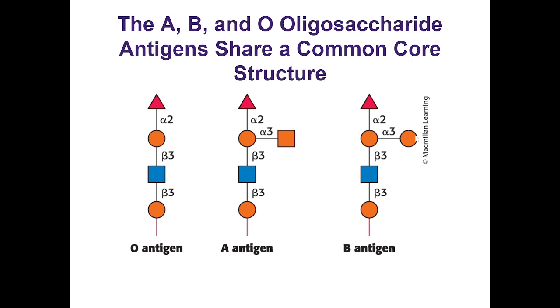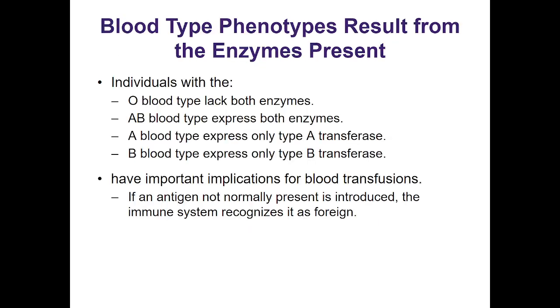Anybody have any questions about that so far? If you're AB, what does that mean? Yeah, you have both. So individuals with the O blood type will lack both enzymes. They won't do anything to that O core, and it'll just stay O core. AB blood types are going to express both enzymes, and so you get a mixture of the two. A will have the A transferase, B will have the B transferase.